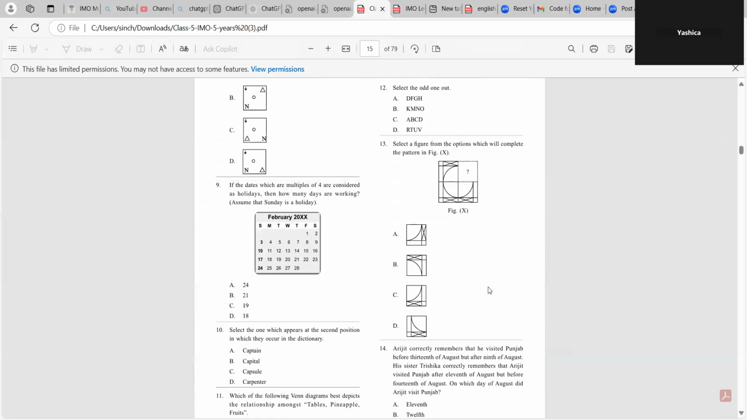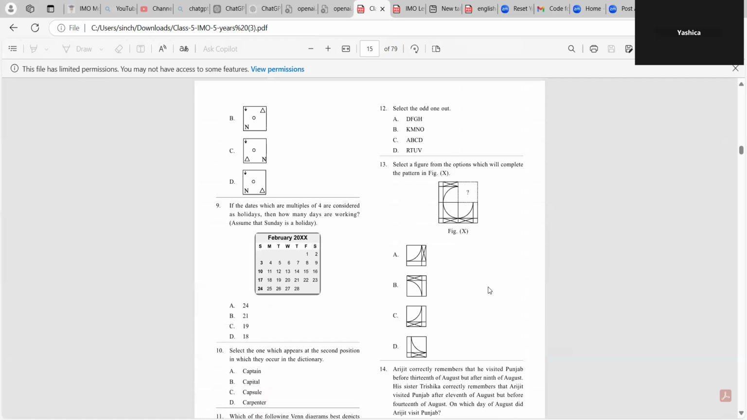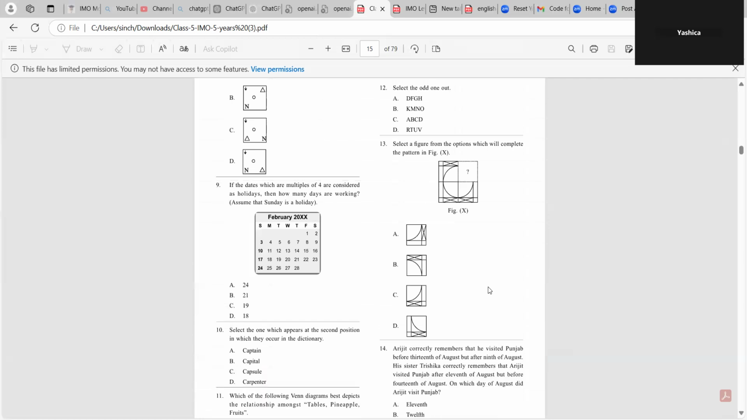Make sure, Yashika, this time also you score very good in IMO. Yes.